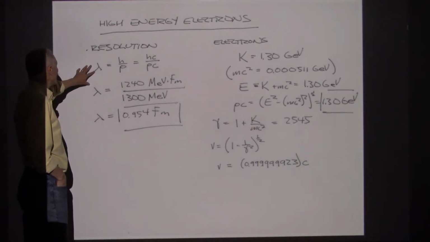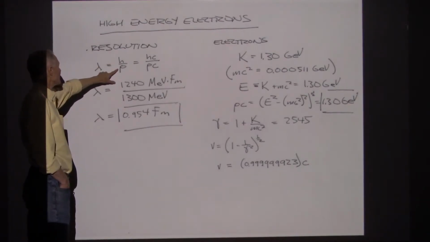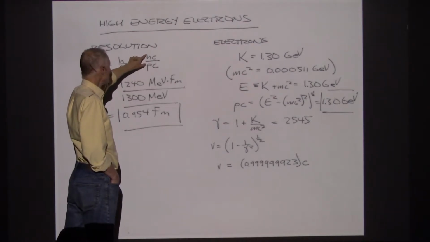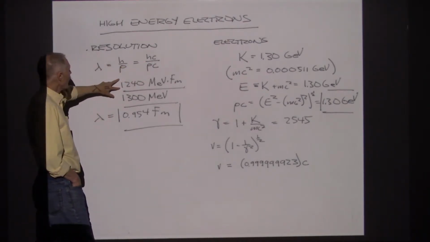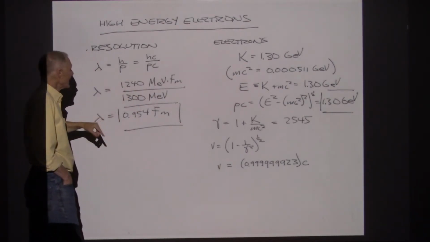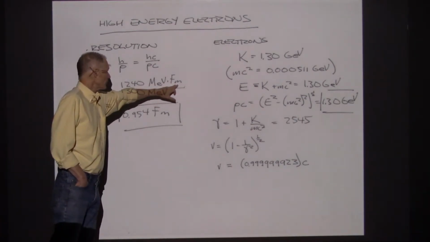So here is the wavelength. The wavelength is given by Planck's constant over the momentum. Now we can rewrite that as hc over pc, and hc now can be written as 1240, but since we're at such high energies, I'm going to write that as MeV times femtometers.